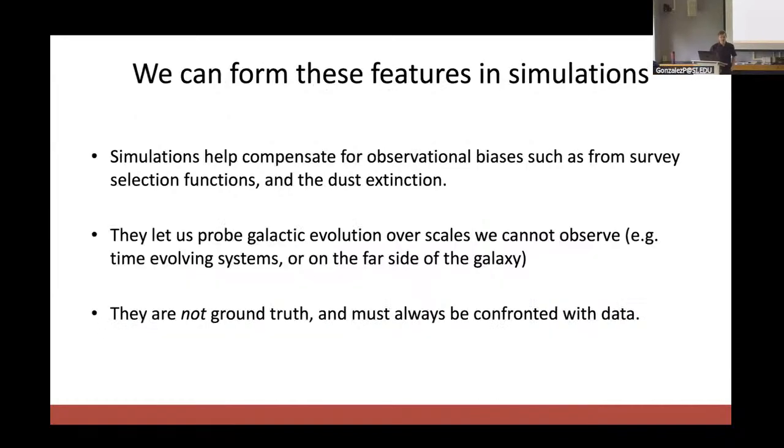And we can form all of these features in simulations to help us examine where they come from. It helps us, as I said, compensate for observational biases and look at evolution over timescales we can't see, but they're not truth. All simulations are wrong. We just have to use them for what they're good for. But we can see how these things evolve and propagate over time.